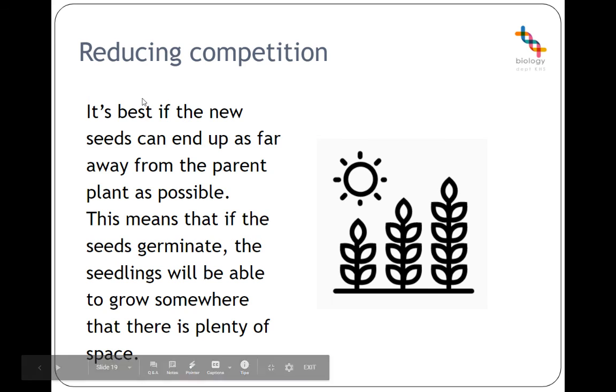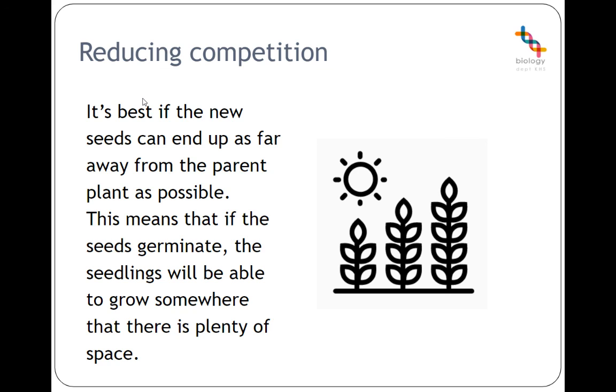So reduce competition. It's good to try and spread out as far as possible from the parental plant. You don't want all of your 1,000 progeny landing right underneath you and competing for things like warmth, for soil, for space, for light, for water, for nutrients. So you want your progeny to go as far away from you as possible so that they don't compete with you for space. Hopefully that made sense. If you've got any questions, please do ask.